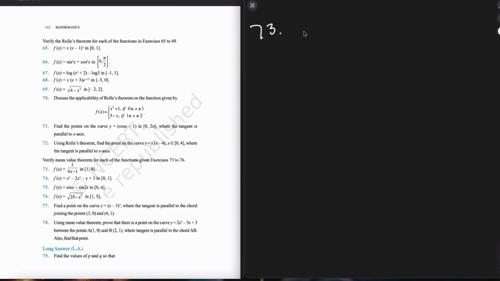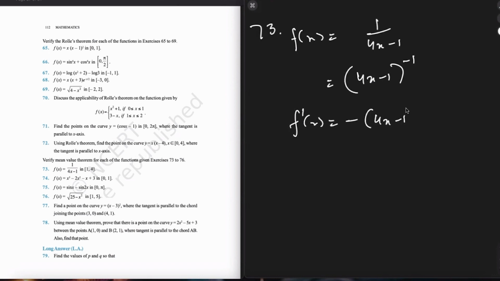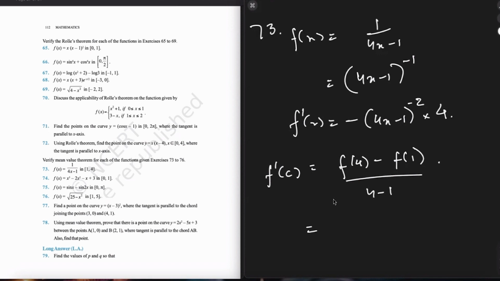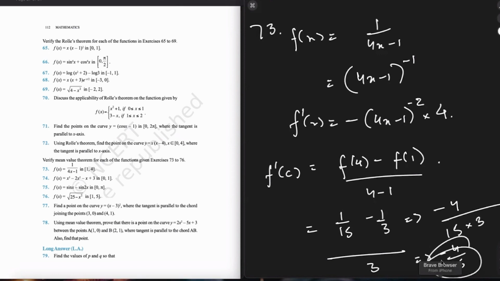So how to solve this? f(x) is continuous and differentiable in it, we already know. f(x) is 1 upon 4x minus 1, so I can write it as (4x minus 1) raised to the power of minus 1. f dash of x is minus (4x minus 1) to the power minus 2 into 4. So f dash c will be equal to f(4) minus f(1) whole upon 4 minus 1. f(4) will be 1 upon 15, and f(1) is 1 upon 3. So 1 upon 15 minus 1 upon 3, which is 1 minus 5 upon 15, so minus 4, upon 15 into 3, so minus 4 upon 45. This is f dash c.